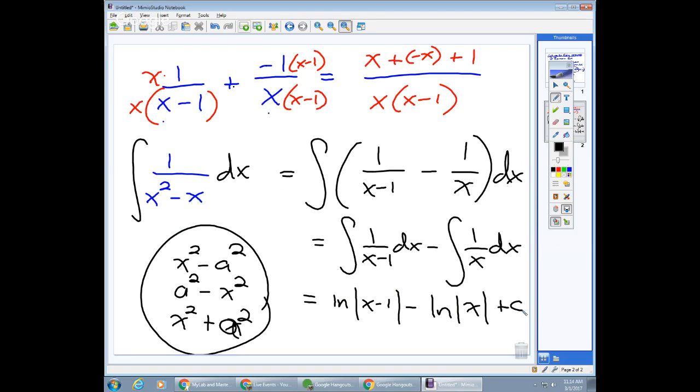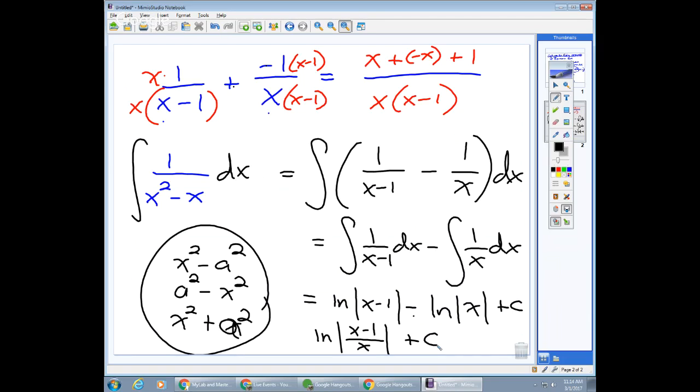And the difference of natural logs can be rewritten as the natural log of the quotient. So I could rewrite this one more time and say this is the natural log of the absolute value of x minus 1 over x plus c. Right? And we could rewrite a little more, but I think that's pretty good.